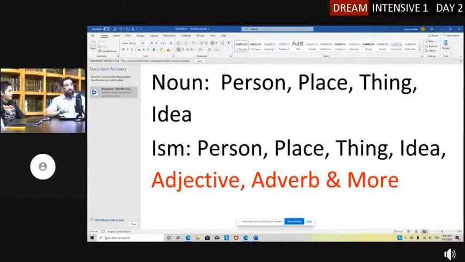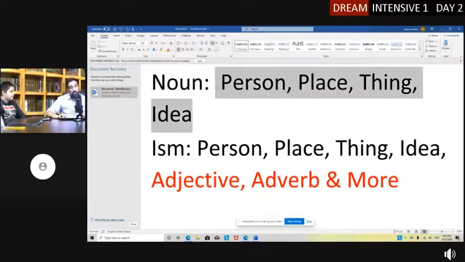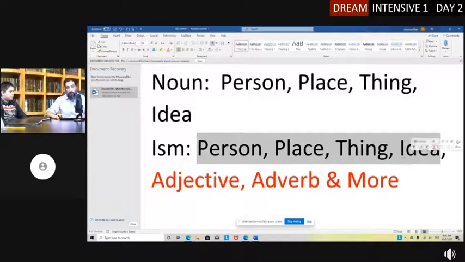So if you say an ism is a noun, then ism feels bad, like, hey, but I'm so much more than that. What about adjective, adverb? And there's even more. You're underestimating me and calling me just a noun. No, ism is not a noun. Ism is more than a noun, which is why we're not going to use noun. By the way, ism has noun in it because all this stuff, person, place, thing, idea, that's basically a noun. So it's not like ism doesn't include noun.